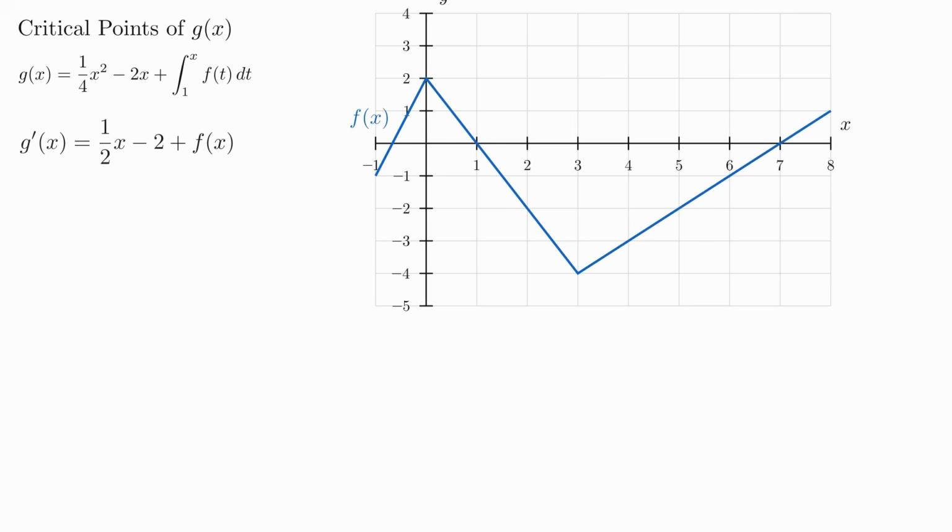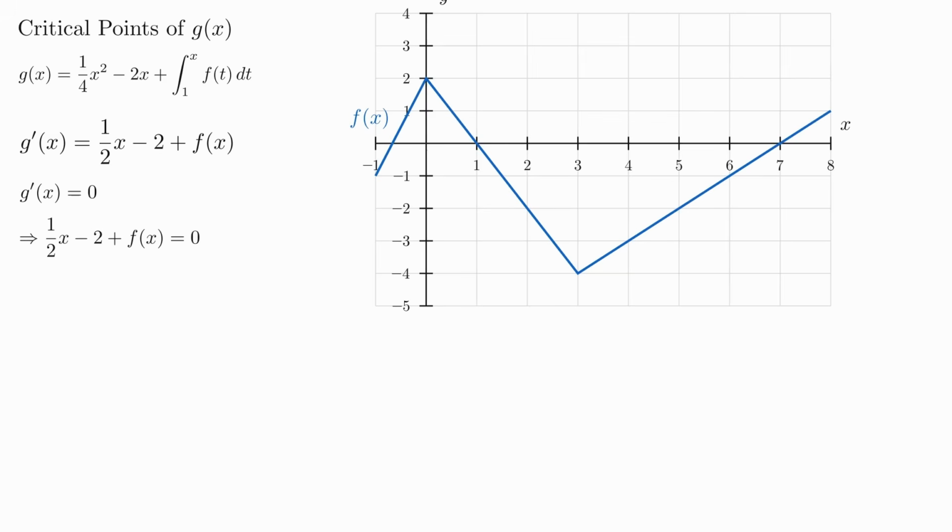So g prime is the derivative of 1/4 x squared, which is 1/2 x, the derivative of negative 2x, which is negative 2, and then the second fundamental theorem tells us the derivative of the integral from 1 to x of f of t dt is f of x times 1, or just f of x. So if g prime is equal to 0, this is kind of the key. We just take that derivative that we have and set it equal to 0.